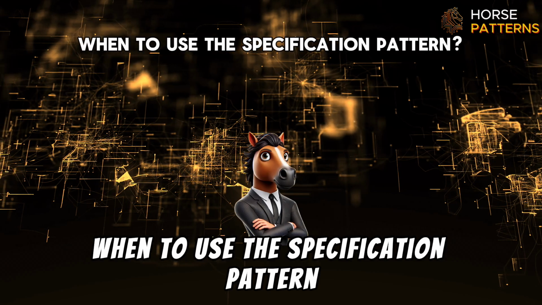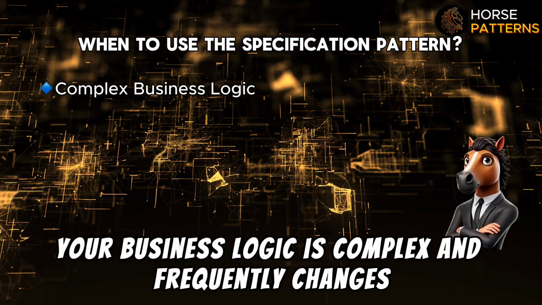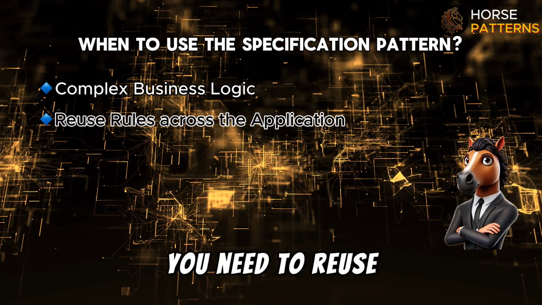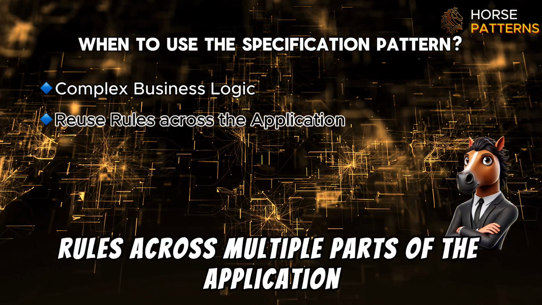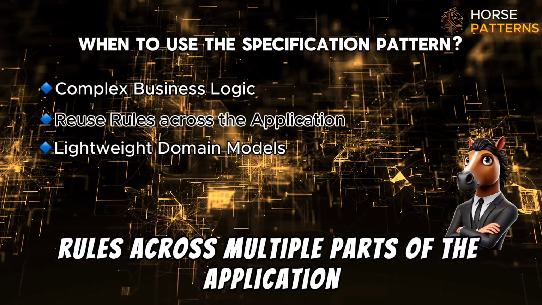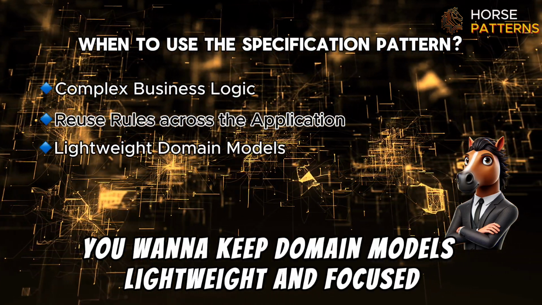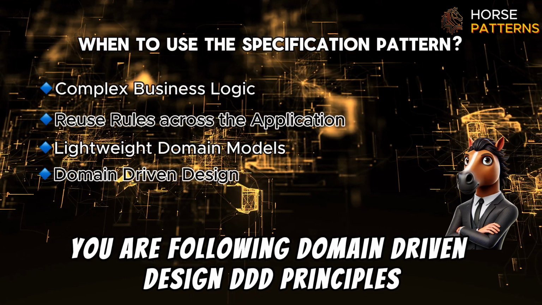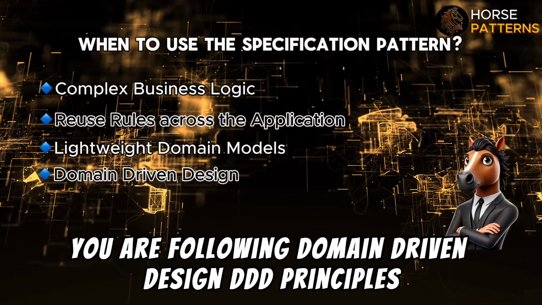When to use the specification pattern? Your business logic is complex and frequently changes. You need to reuse rules across multiple parts of the application. You want to keep domain models lightweight and focused. You are following domain-driven design, DDD, principles.